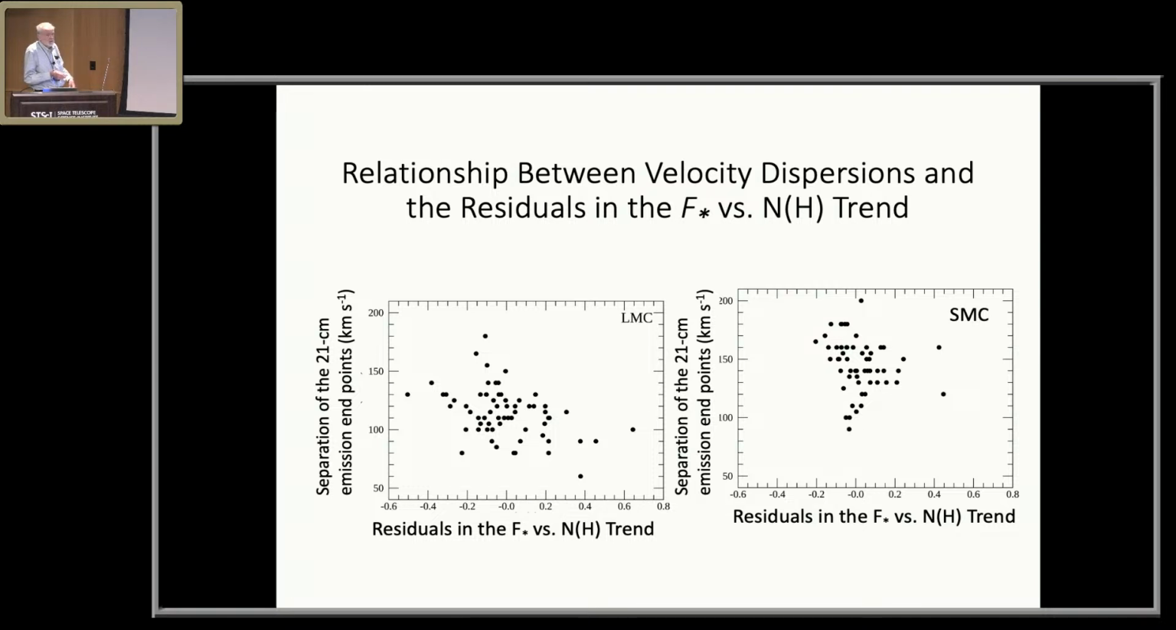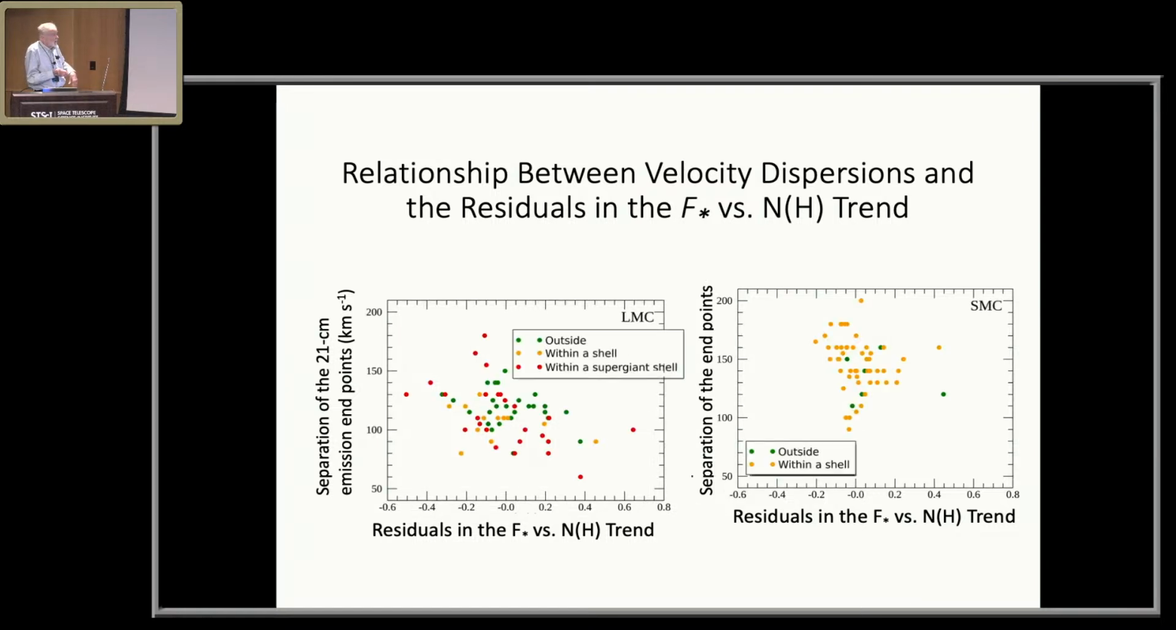SMC, it's not so clear. Now, let's look at whether or not the stars are within H1 shells. They've been identified, and the question would be, do you see any trend there? To my eye, there's not a clear trend. So whether or not you are in projection going through what people think are H1 shells generated by the stars, there doesn't seem to be a very clear-cut dependence.